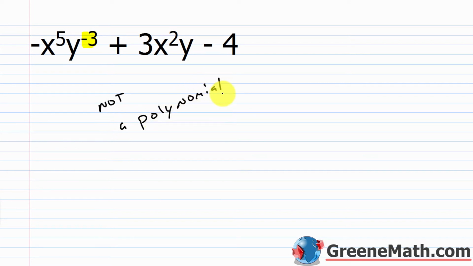And again, you might see a variation of this. You might see something like negative x to the fifth power, let's say y to the power of 1/3, plus 3x to the 1/2 power, y minus 4. You can't have fractional exponents either. Again, everything has to be a whole number in terms of the exponent for you to have a polynomial.